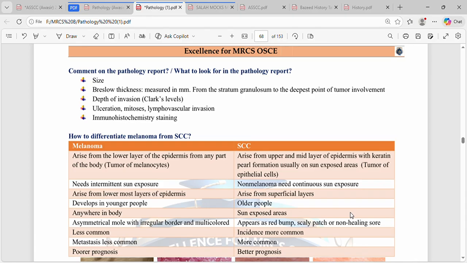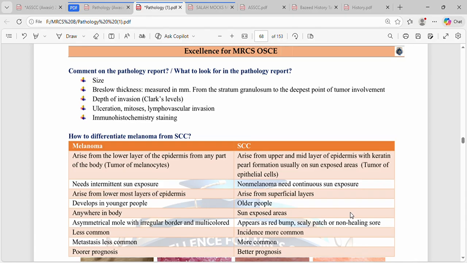So how do you differentiate a melanoma from squamous cell carcinoma? Melanoma arises from the lower layer of the epidermis, from any part of the body, a tumor of melanocytes. Squamous cell carcinoma arises from the upper and middle layers of the epidermis with keratin pearl formation, usually on sun-exposed areas, a tumor of epithelial cells. Melanoma needs intermittent sun exposure, while non-melanoma squamous cell carcinoma needs continuous sun exposure.